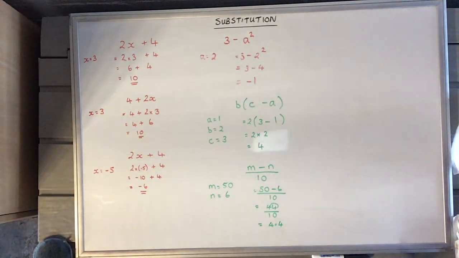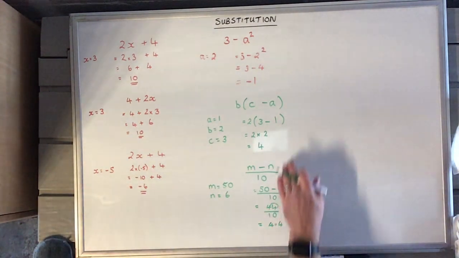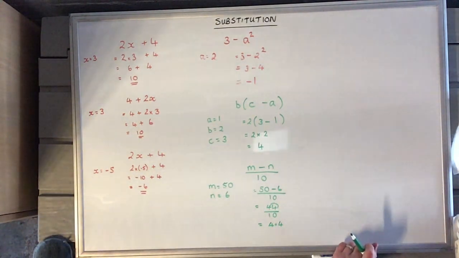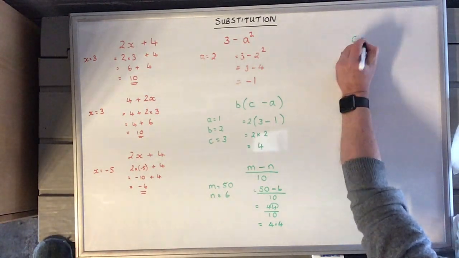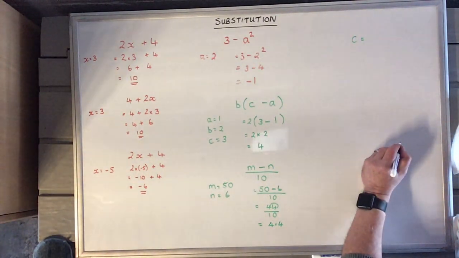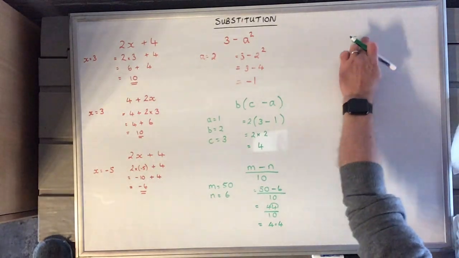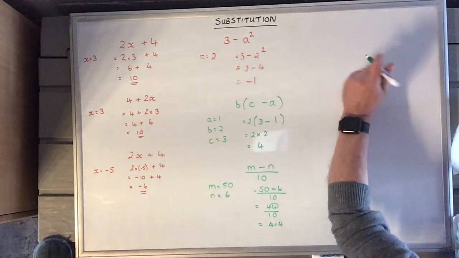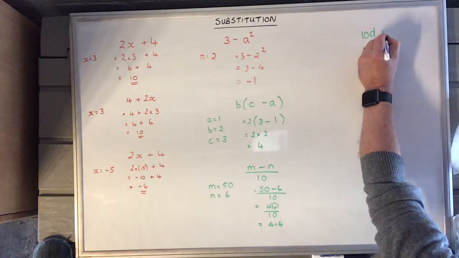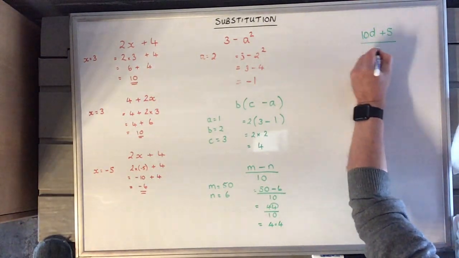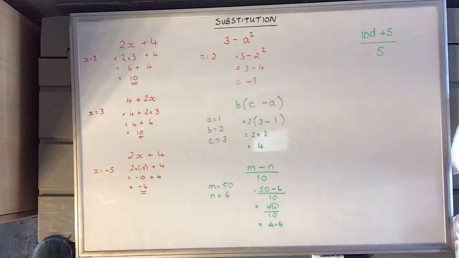Let's do another couple. Again, I'll just make them up. We'll make them a wee bit trickier again this time. These ones here are a wee bit tricky, but let's look at something again a wee bit trickier. So let's go for c equal to, I'll change that, I think, just to 10d plus 5 divided by 5, do something like that.